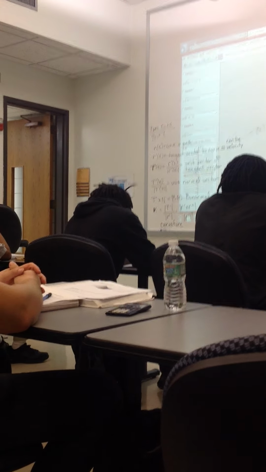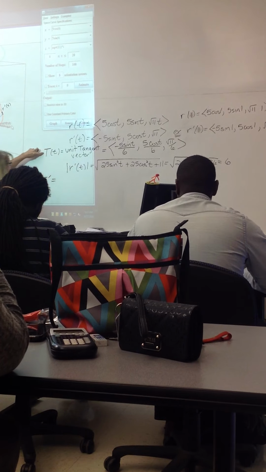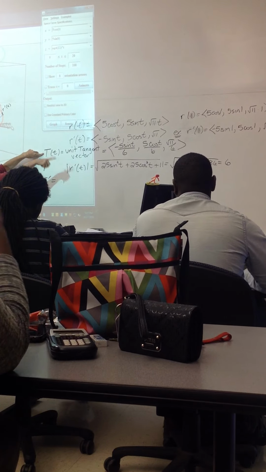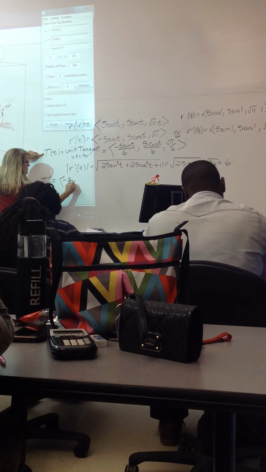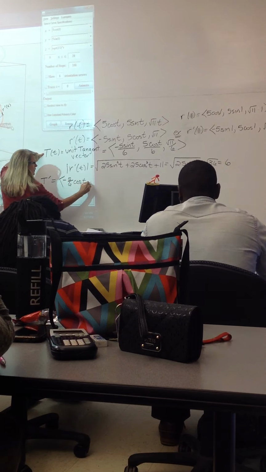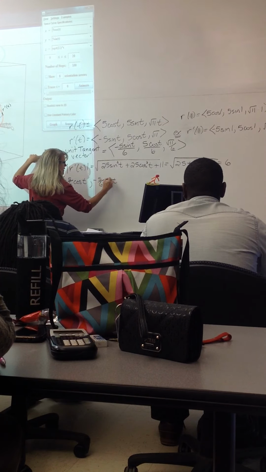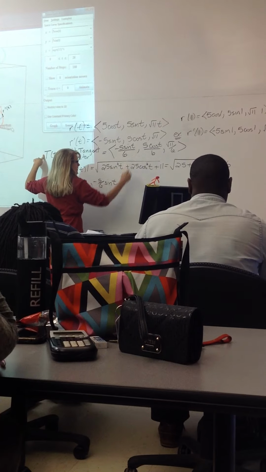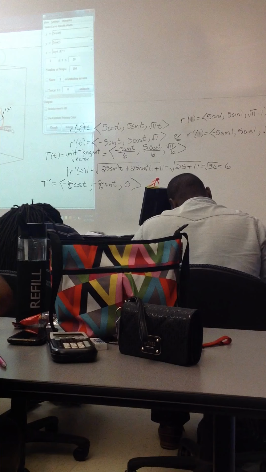If we found t prime first, here's t, so I'm taking its derivative. It'll be minus 5/6 cosine, and then minus 5/6 sine, and then the derivative of a constant is 0. So that's just t prime.